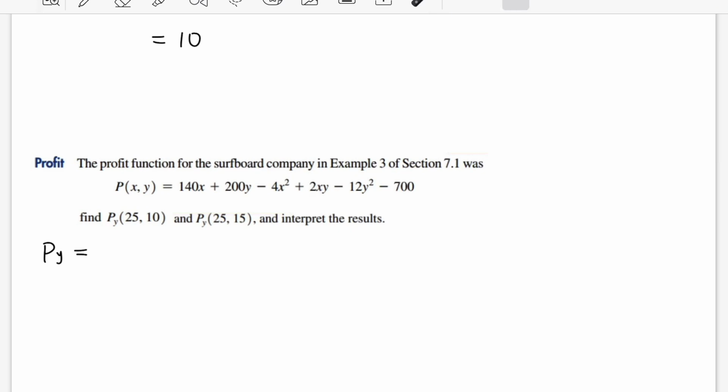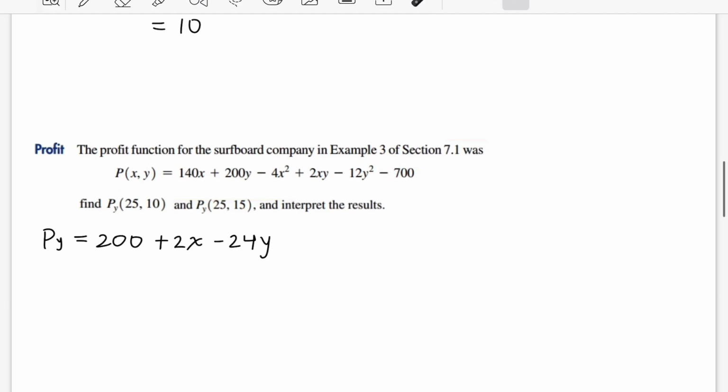So we know that x is going to be fixed, it's going to be a constant. The derivative of 140x, that's just going to be 0 because this whole thing is a constant. The derivative of 200y with respect to y is going to be 200. Similarly, minus 4x squared is a constant, that'll be 0. 2x is a constant here, 2xy. So our derivative is going to be 2x for that guy. Then we have minus 12y squared, so we'll use power rule on this guy. Bringing the 2 down, we'll get 24y. And then the derivative of minus 700 with respect to y is going to be 0 because that's a constant.